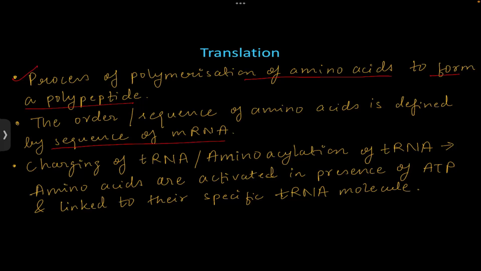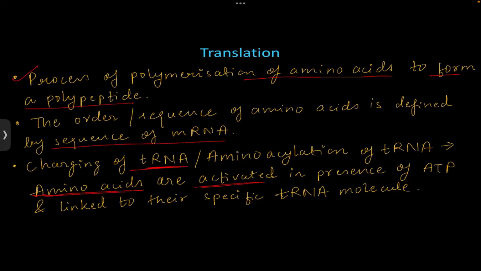Here what happens is that the tRNA molecules get charged. What do I mean by charged? When an amino acid gets attached to the tRNA molecule, towards the amino acid acceptor end, that particular amino acid gets activated. It gets activated in the presence of ATP. What do I mean by activated? To that particular amino acid, a few phosphate bonds get added.